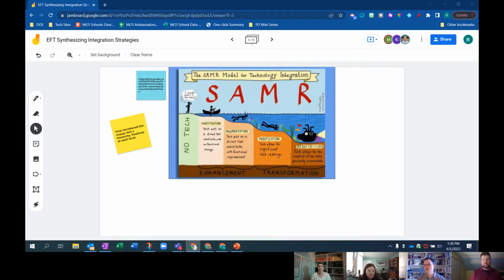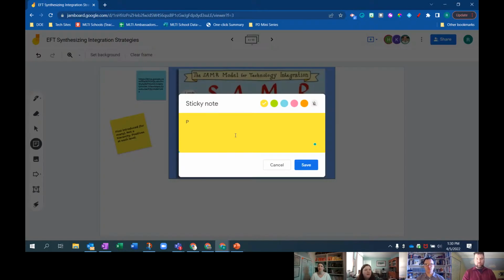I put in a couple resources about erasing the line and a pool, and talking about how this is much more fluid, and we need to be flexible with our thinking when we're talking about the SAMR model and how we're using it for transformation.